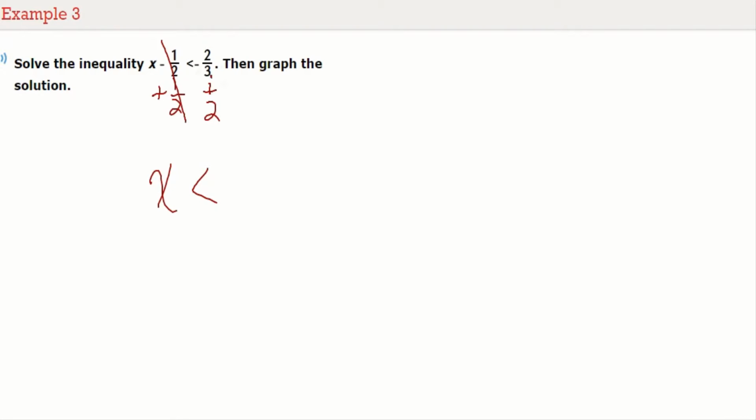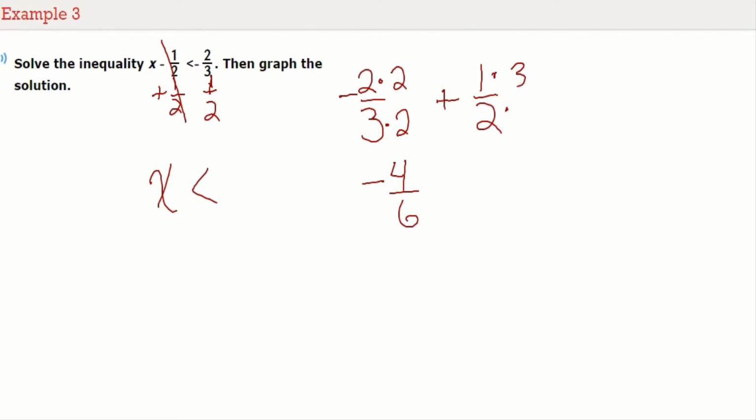Now we're going to do this math. So when we have fractions, we must have a common denominator. And the common denominator is 6. So to get the denominator of 6 when we're dealing with negative 2/3, we have to multiply it by 2 over 2, which is negative 4/6. Now to get the common denominator of 6 with 1/2, we have to multiply it by 3 over 3, which is 3/6.